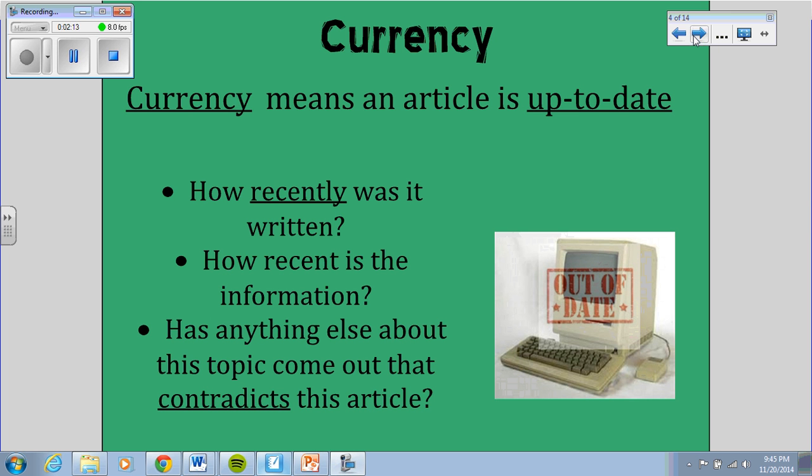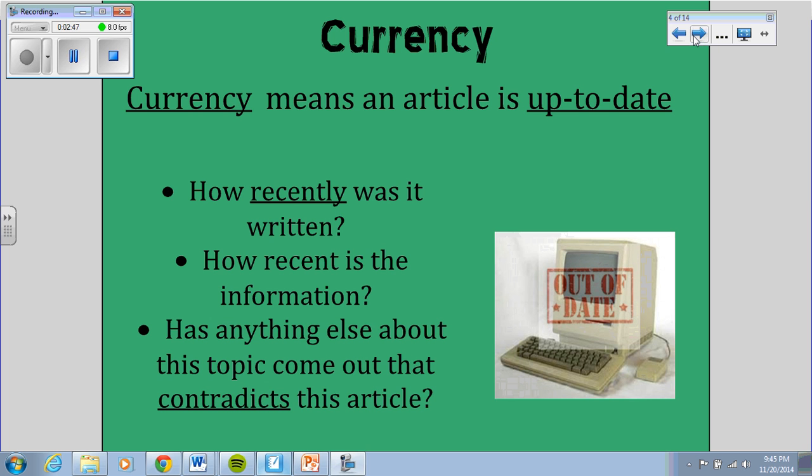So to decide if your article is current, you can look at when it was published. Some fields, such as medicine or other sciences, change frequently as new information comes in, so you would need the most current articles possible. In general, you want to find sources that have recent information so you know you have the whole story. You can ask yourself things like, how recently was this written? How recent is the information in the article? Has anything else about this topic come out that contradicts this article?